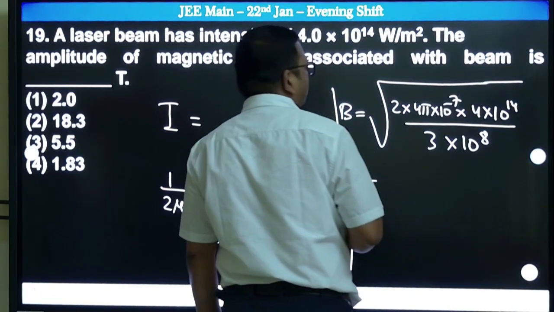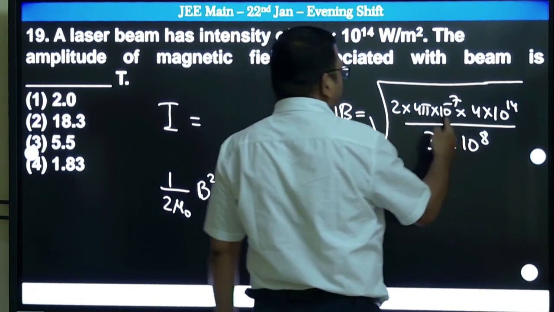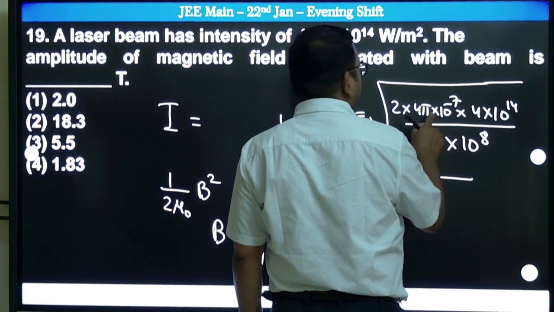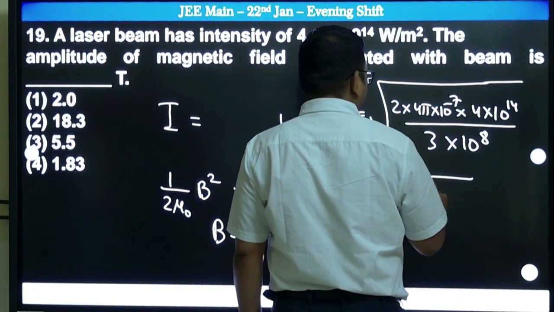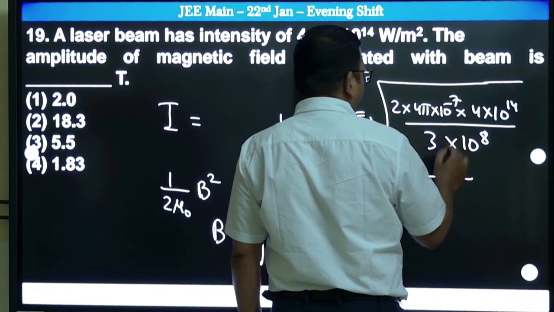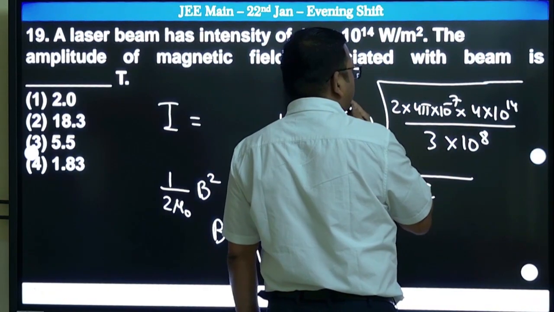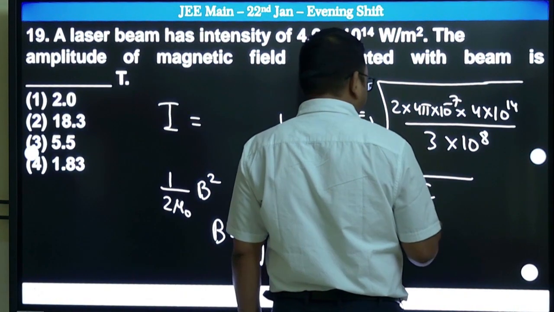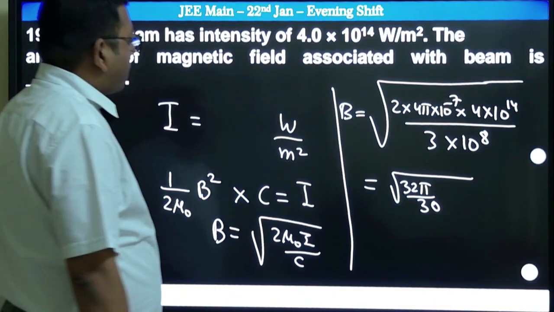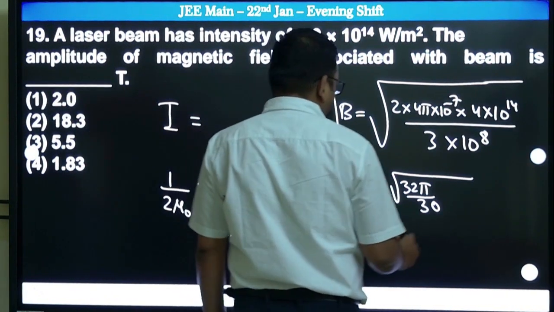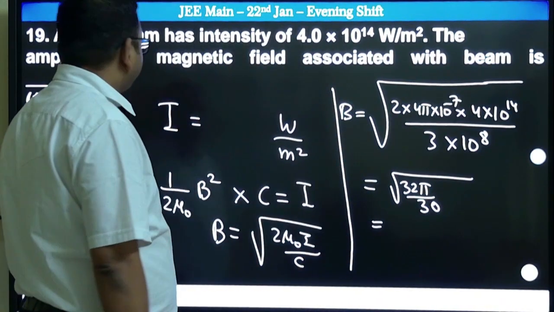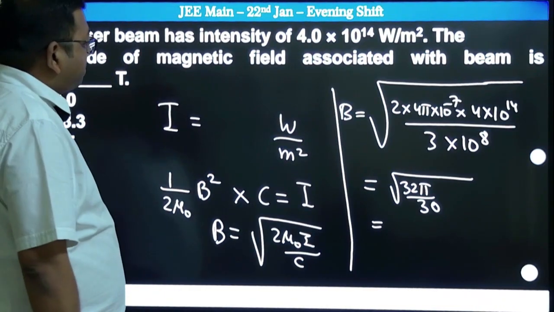This you need to check out now. So this will become how much? 4 4s are 16, 16 into 2 is 32. Pi by 3 is coming. 10 to the power how much? Minus 10. So the ten factor will come in the denominator, right? Now check out the answers which can be possible.